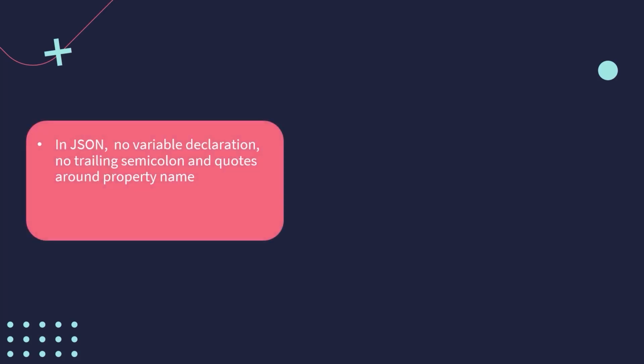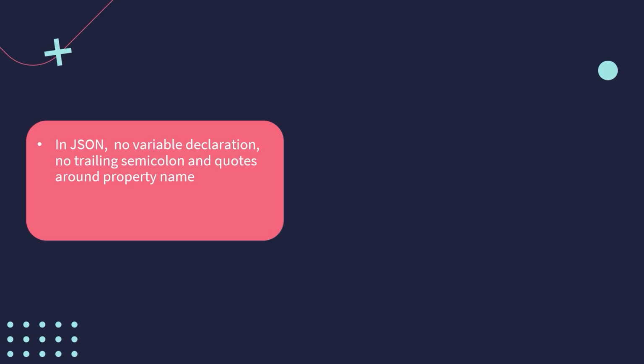There are a couple of differences from the JavaScript example. First, there is no variable declaration. Variables don't exist in JSON. And secondly, there is no trailing semicolon. It's not needed because this isn't a JavaScript statement. And once again, the quotes around the property name are required to be valid JSON.